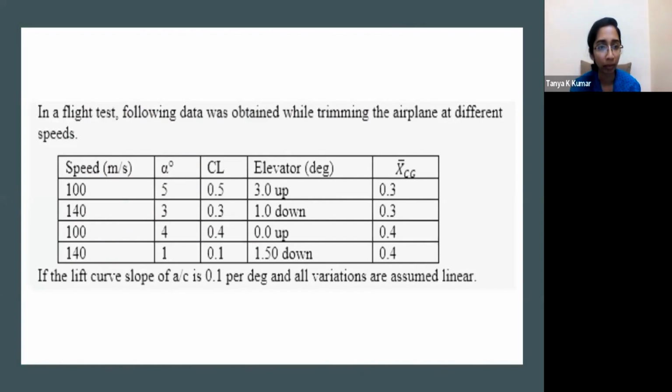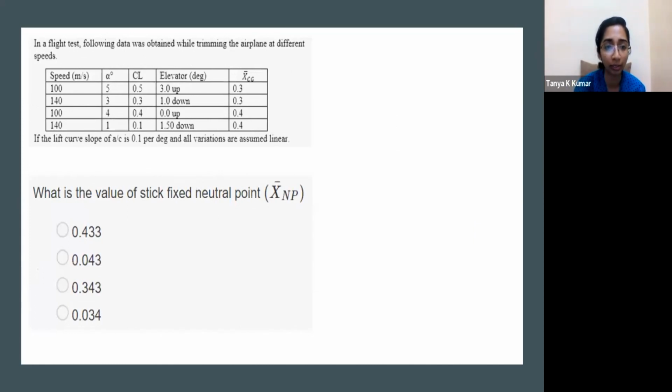Now this is the question. In a flight test, the following data was obtained while trimming the airplane at different speeds. They've given you the speed, angle of attack, CL, elevator deflection, and CG location for different trim conditions in flight results. And the lift curve slope is also given to you. So the first question is, what is the value of stick fixed neutral point?